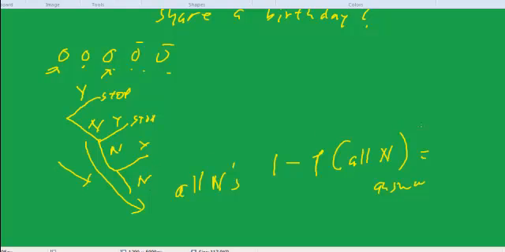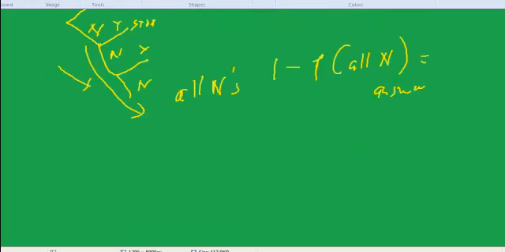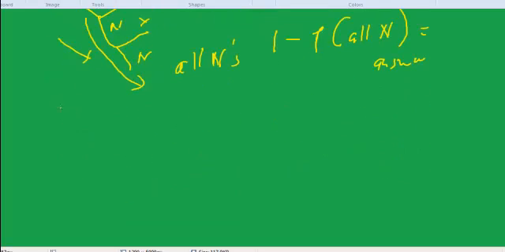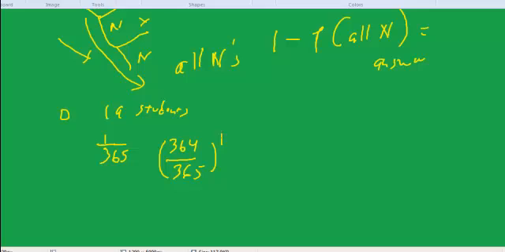And we said, so think about that first student. So we have 19 students that we could potentially match with, and each student has a 1 out of 365 chance of matching. So our chances of not matching with all those students is 364 over 365 to the 19th. That's our classic 1 minus p to the n, which gets us here.